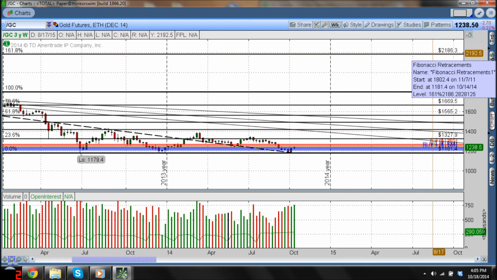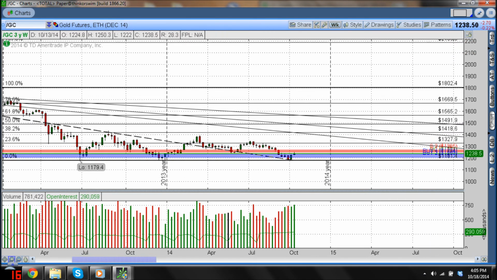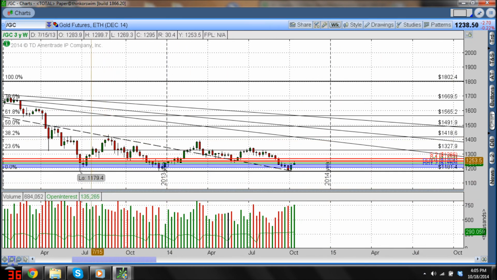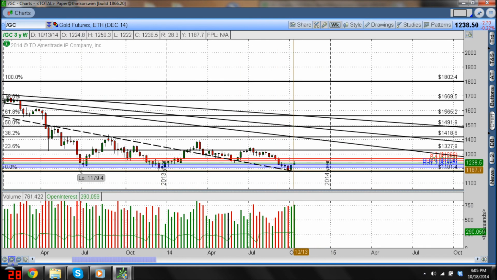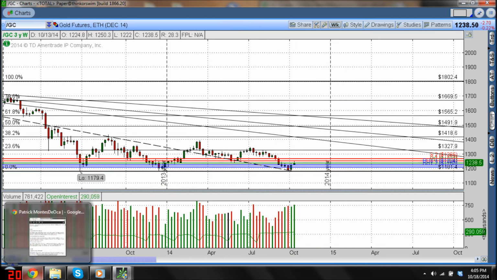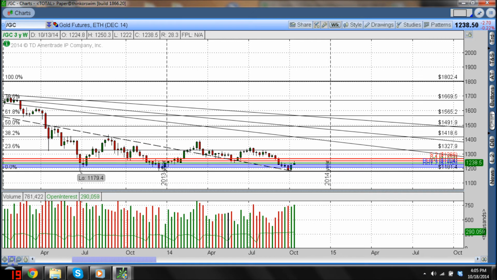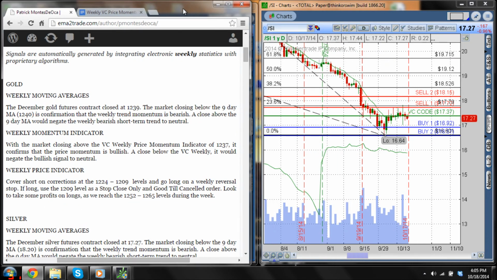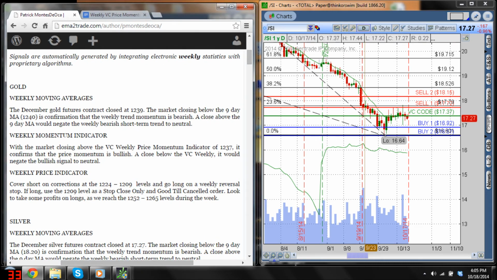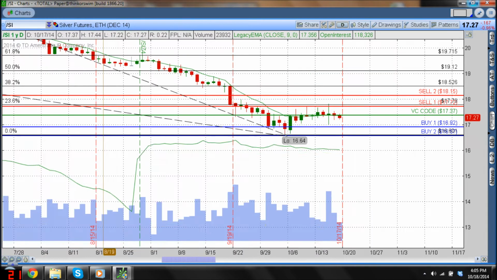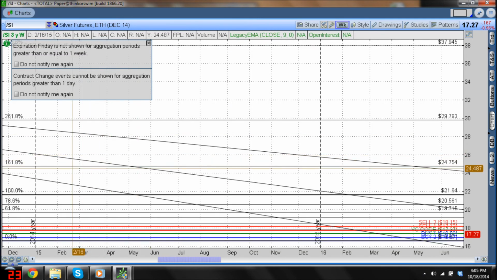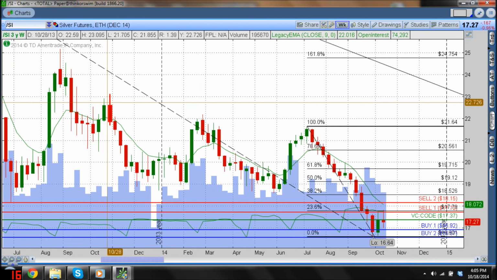And if you take a look at where we are over the long term, you can really begin to see a very nice bottoming taking place in the gold market. Let's take a look at silver on the weekly chart and see what the algorithms are indicating for us into next week.